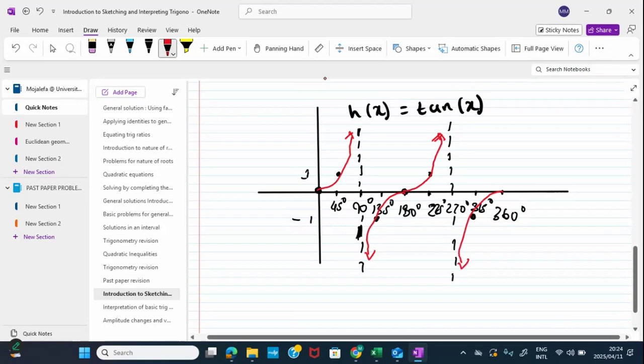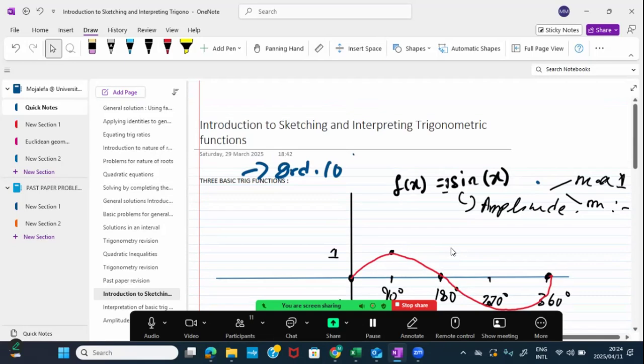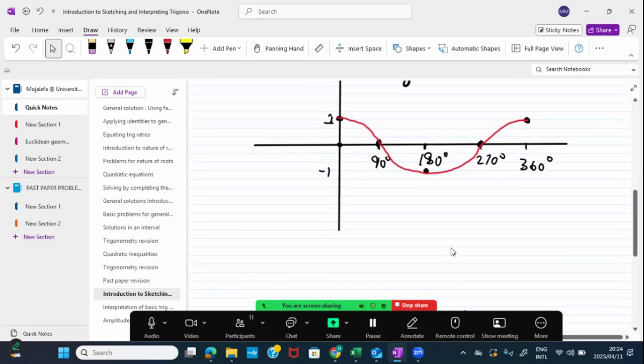So that's the basic graph. Those are all your basic graphs. All these three, you must know these shapes.